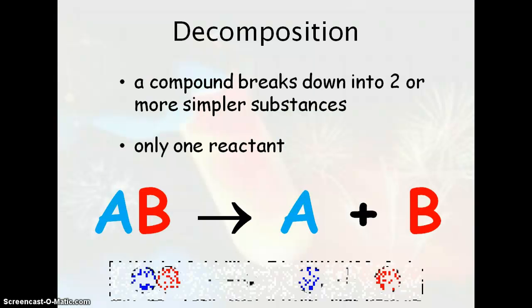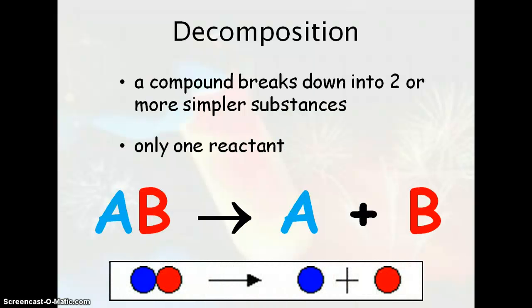Okay, the next type of chemical reaction is called decomposition. Basically, it is the opposite of synthesis. It's when a compound is going to break down into two or more simpler substances. The big hint here is you only have one reactant. You only have one thing on the left side. So you have AB, a compound, breaking down into simpler form of A plus B.